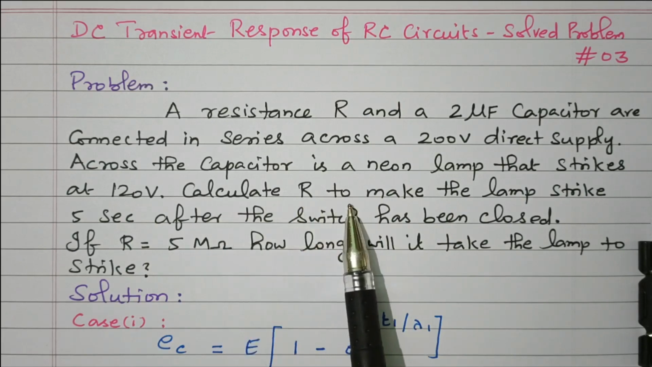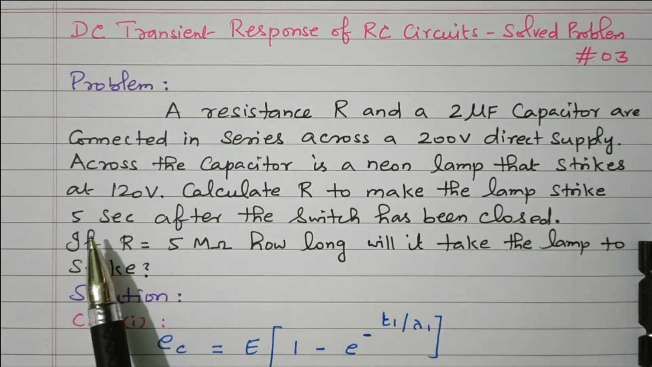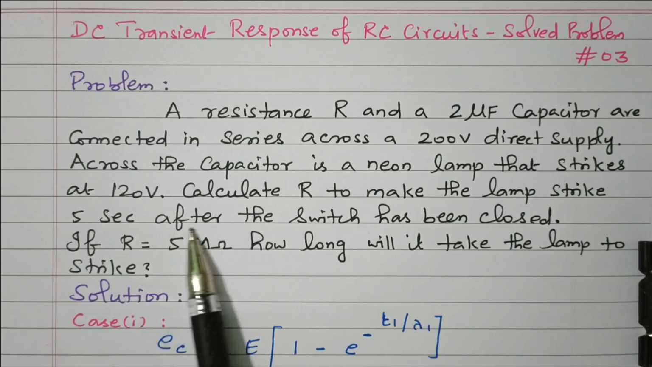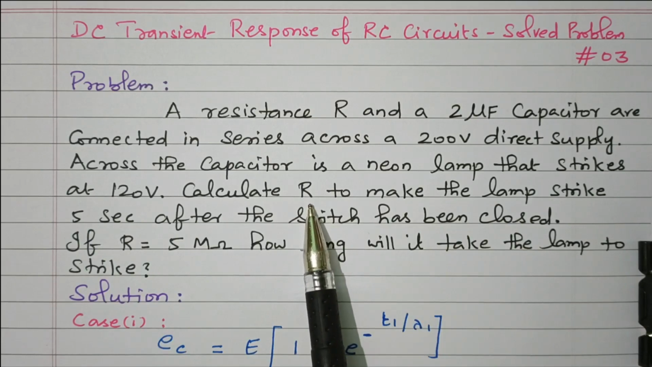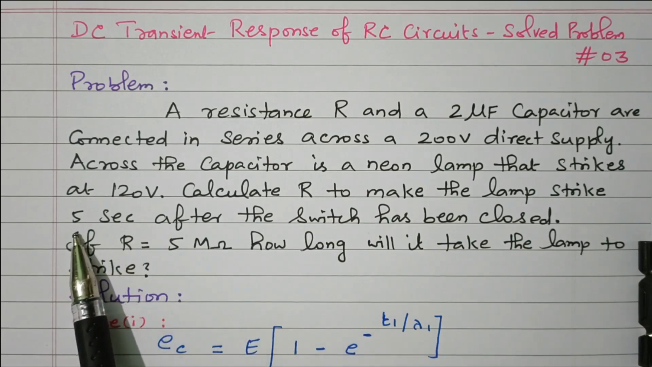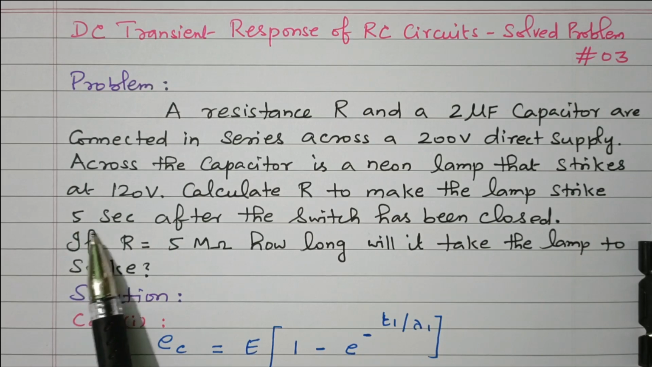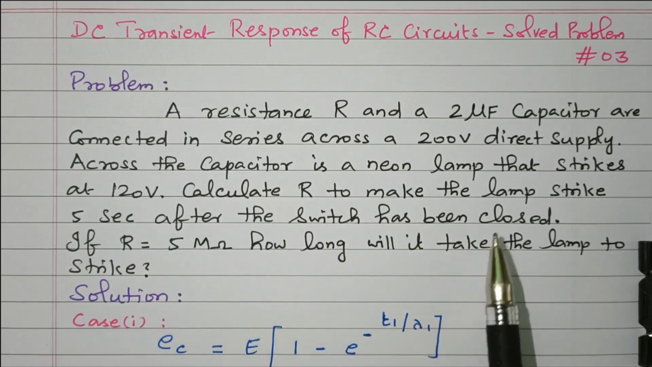Calculate the R to make the lamp strike 5 seconds after the switch has been closed. We need to find the R value when the lamp strikes after 5 seconds, 5 seconds after the switch has been closed.